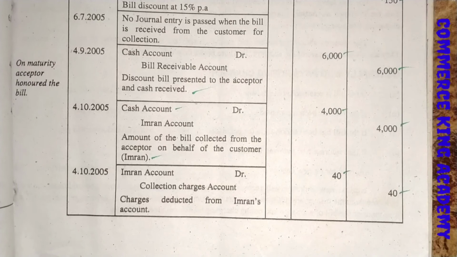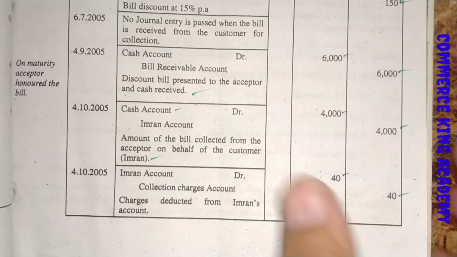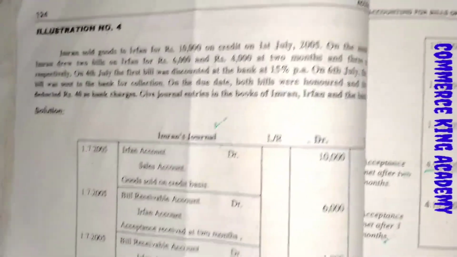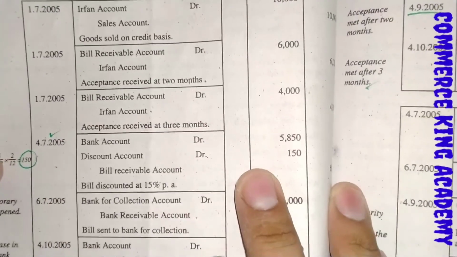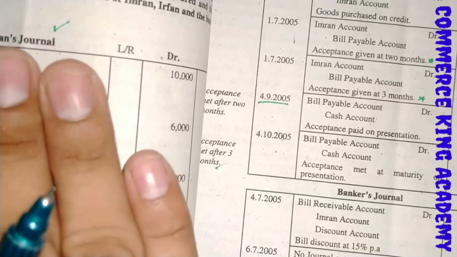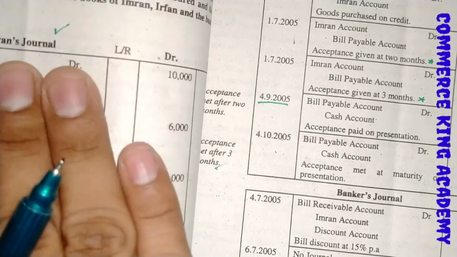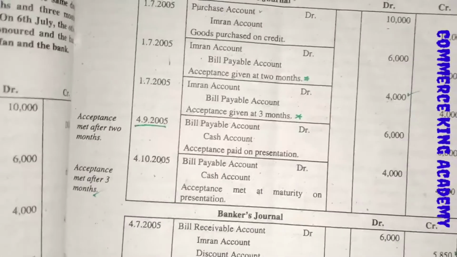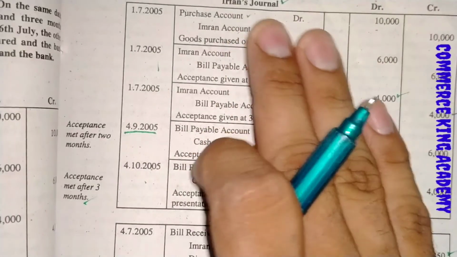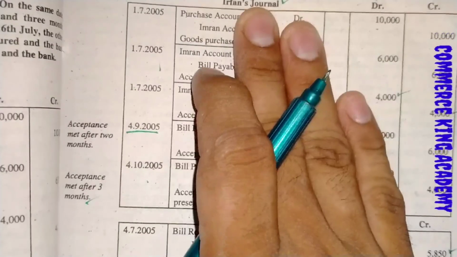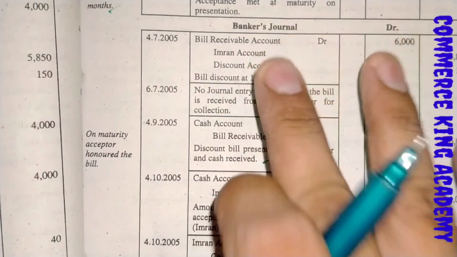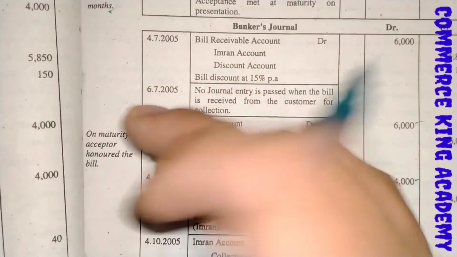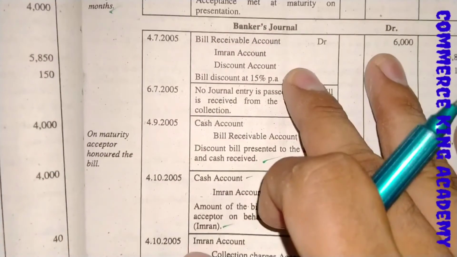Okay, so dear students, we have completed this illustration and made the entries in all parties, which are three parties: Mr. Imran, who is the seller or drawer of the bill of exchange, and Mr. Irfan, who is the purchaser or acceptor of the bill of exchange, and the third party, who is involved with both persons, Mr. Imran as well as Mr. Irfan. The third or last party is the bank.